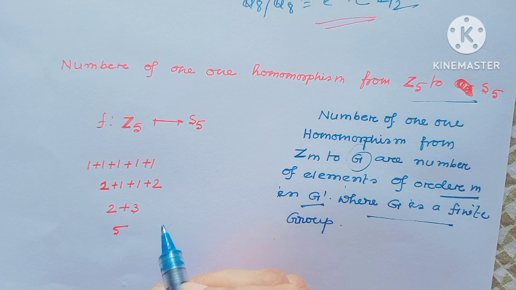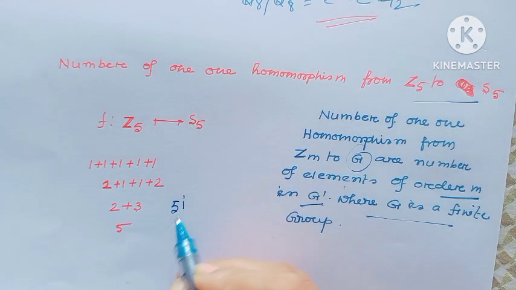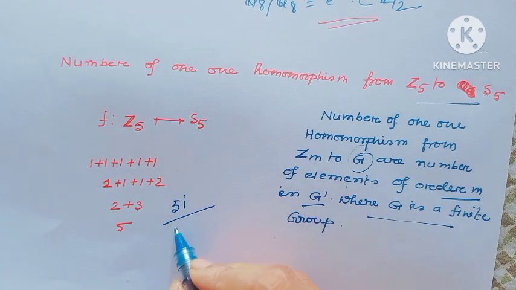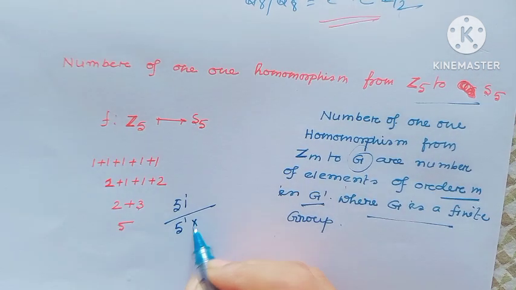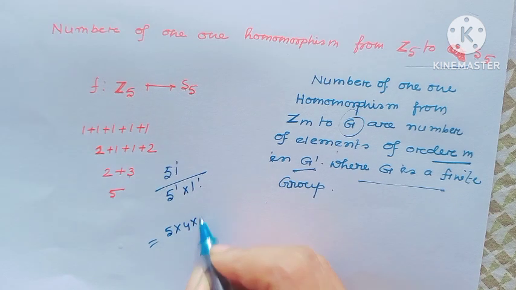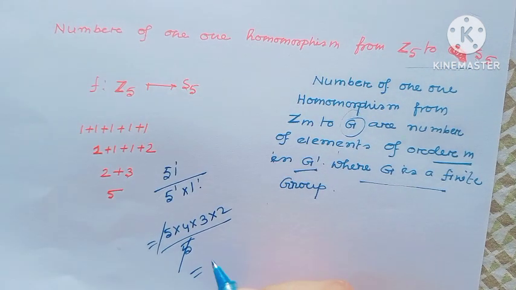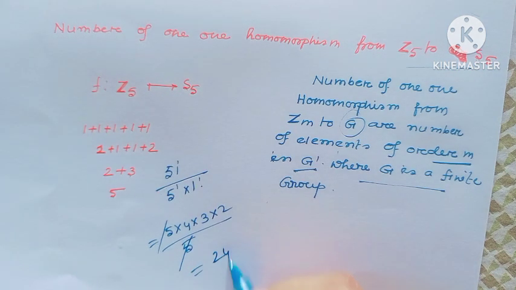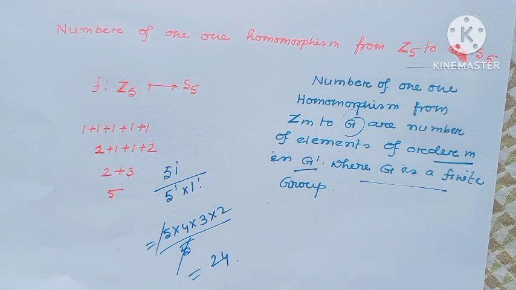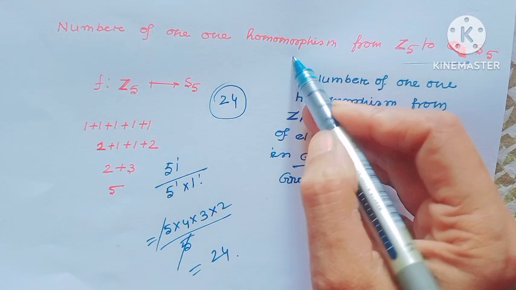That means the number of elements of order 5 is 5 factorial over 5 to the power 1 times 1 factorial, which is 5 times 4 times 3 times 2 divided by 5, and this value is 24. That means the number of one-one homomorphisms from Z5 to S5 is 24. This is the shortcut trick.